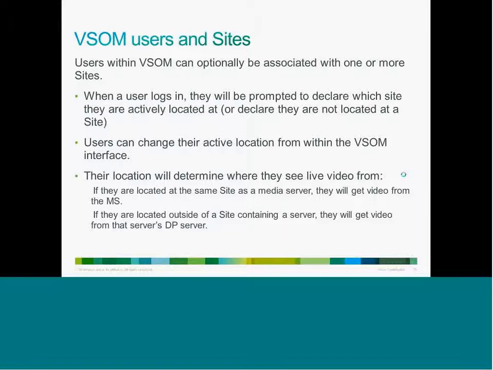Users and how they map to sites. Within VSOM, we associated users with locations, so simply we can do the same thing with sites. When a user logs in, depending on what association they have, they'll be prompted to declare which site they are in. It will default to where they are, and they have the option to choose where they are as well. The user does not necessarily have to be at the same location all the time. Either they could be remote or they could be at the corporate location as well. So that is changeable. We'll see how to do that.